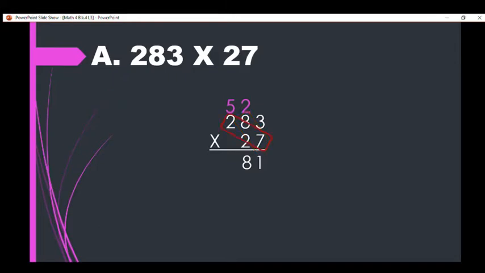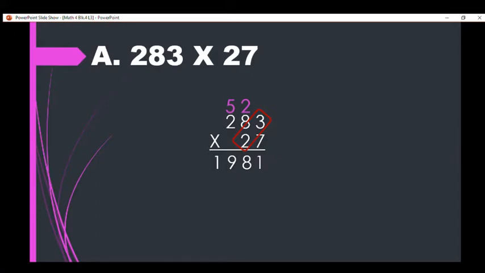The next would be 7 times 2, that is 14. And we need to add our carried 5: 14 plus 5, that is 19. Now that we are done multiplying 283 times 7, we can now proceed to multiplying by 2. We will multiply our tens, which is 2, to our 283.